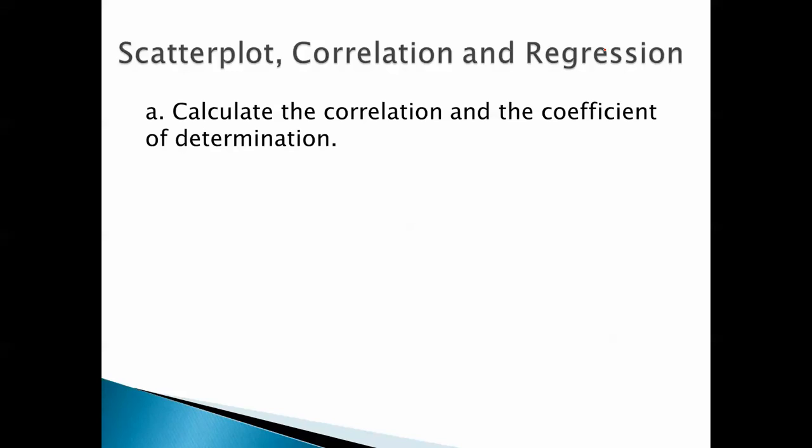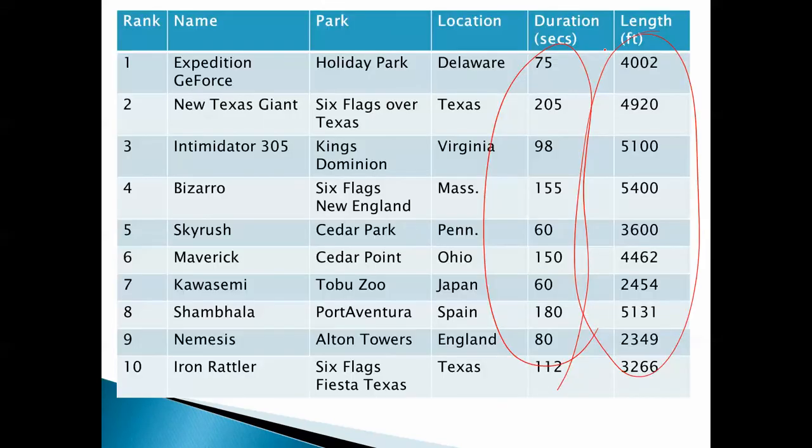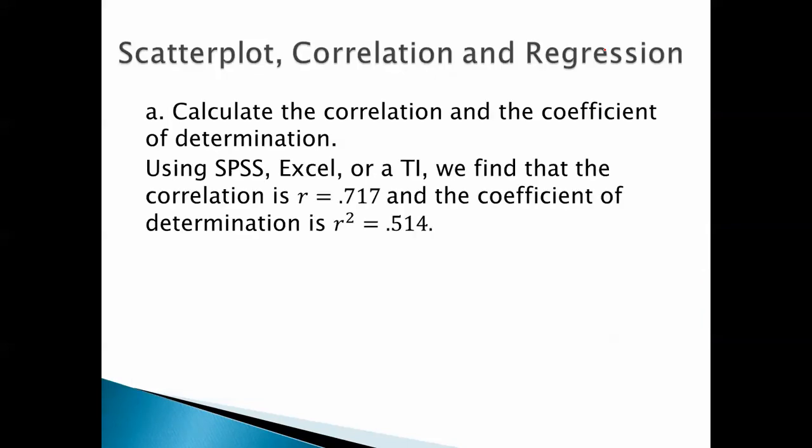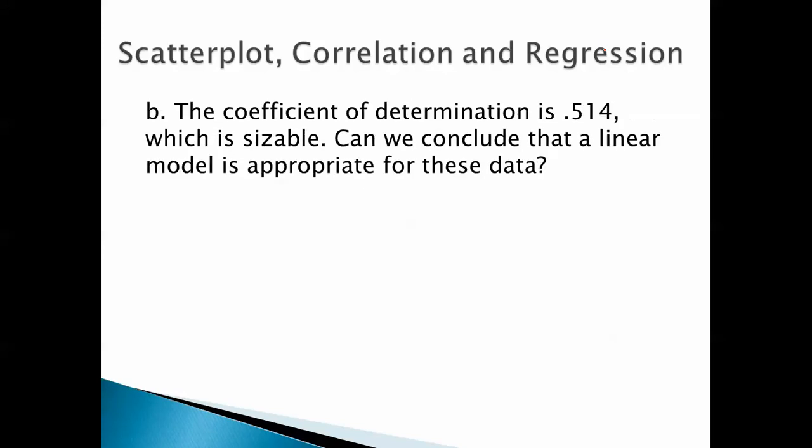Calculate the correlation and the coefficient of determination. That is, the correlation between the duration and the length. Using SPSS, Excel, or TI, we find that the correlation is r equals 0.717, and the coefficient of determination is r squared, 0.514. Now, the coefficient of determination is 0.514, which is sizable.